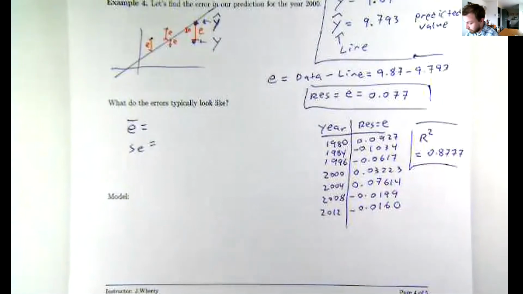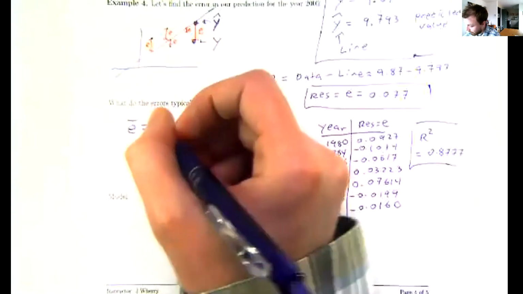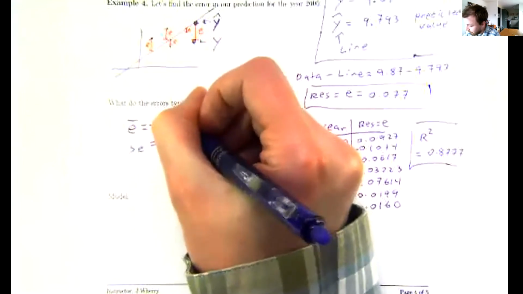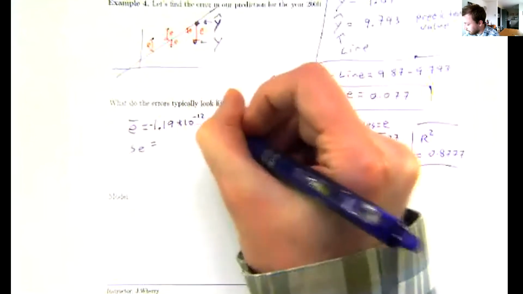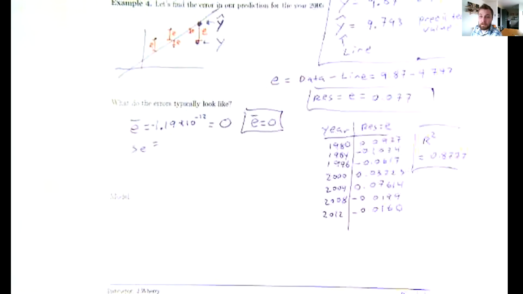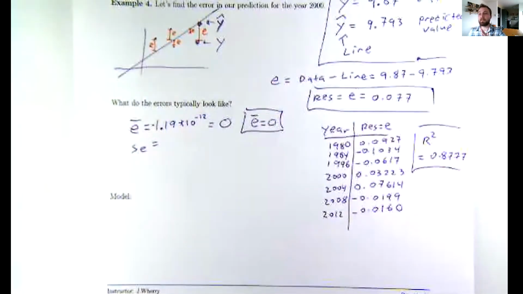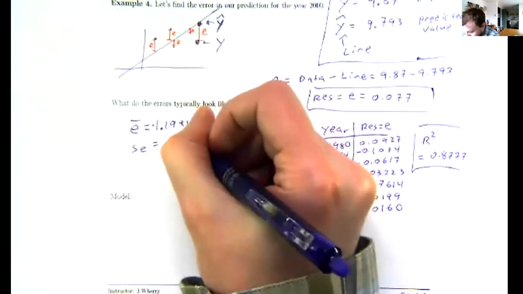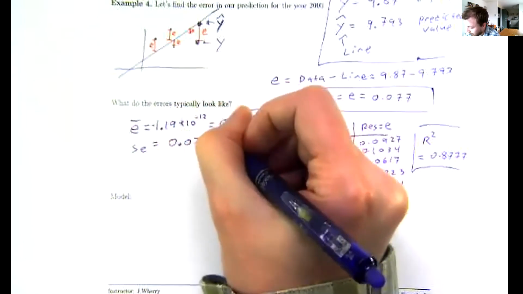I used my calculator, and I found an average of negative 1.19 times 10 to the negative 12th. In other words, I ended up getting an average error of 0. And this kind of makes sense. This is the whole point of the line. It's supposed to minimize the total average error. Sometimes I'm going to overestimate, sometimes I'm going to underestimate, but on average, I have 0 error. My standard deviation for this was 0.0739 or so.